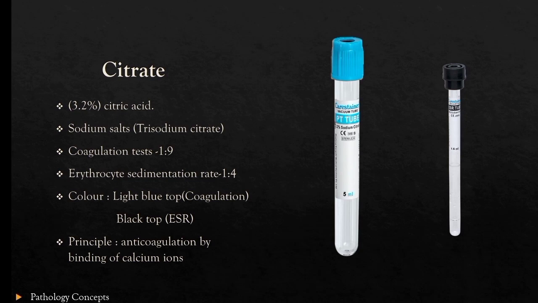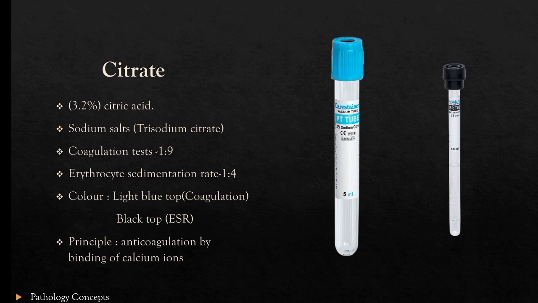Second is the citrate vacutainer. It contains 3.2% citric acid. The salt available is trisodium citrate. A mixture of 1 part citrate with 9 parts of blood is recommended for coagulation tests, and 1 part citrate mixed with 4 parts of blood is recommended for determining the erythrocyte sedimentation rate.